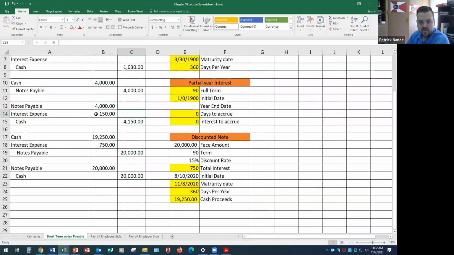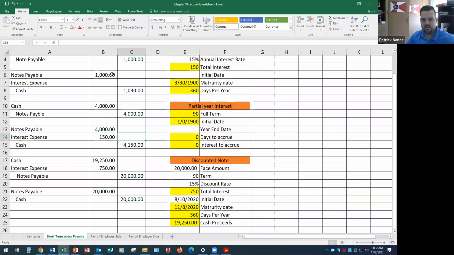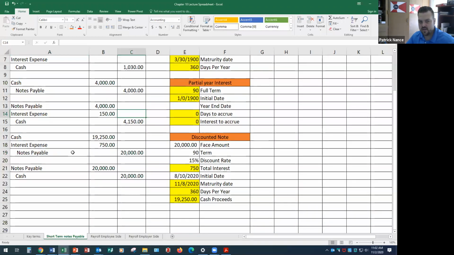So that is short-term notes, converting an accounts payable to notes payable, and also discounted notes and how those work.